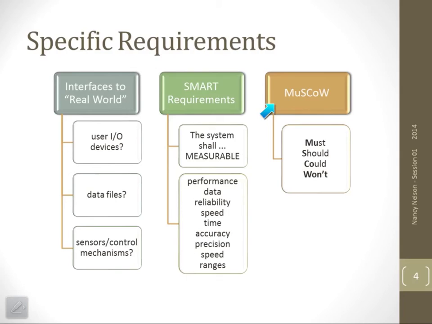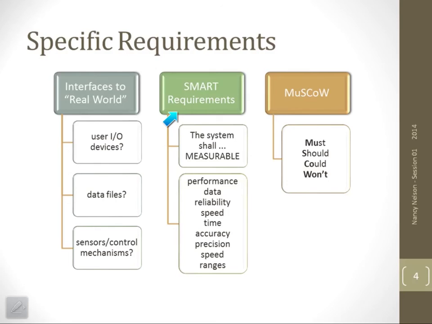Once we have each of those written, we're going to look at each one individually and say, must I do this? Should I do it? Could I do it? Or won't I do it? In each case, we identify with the letter M, S, C, or W how that requirement that's been specified here is going to be integrated into our system.